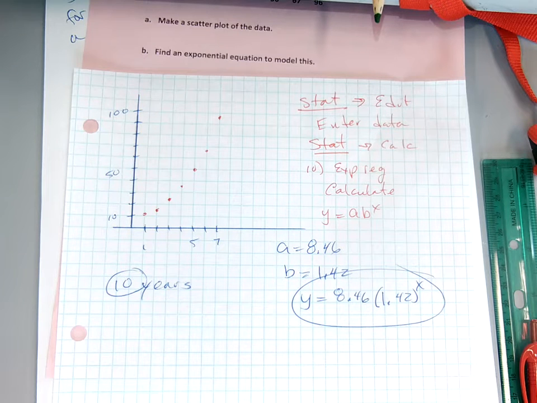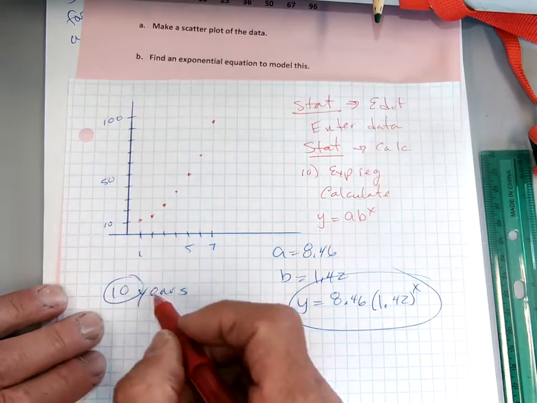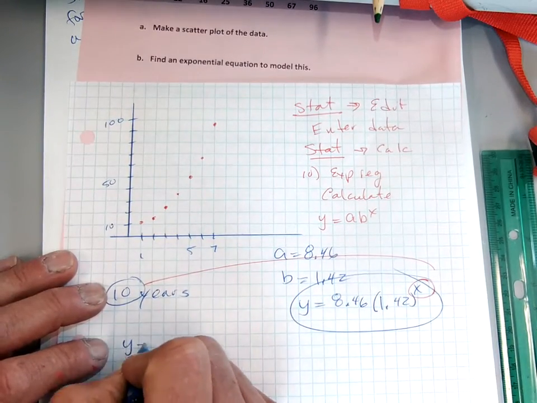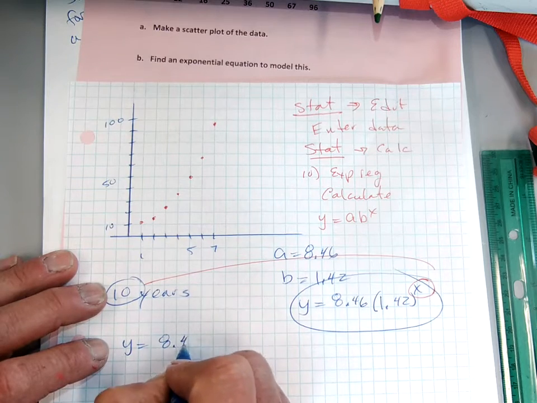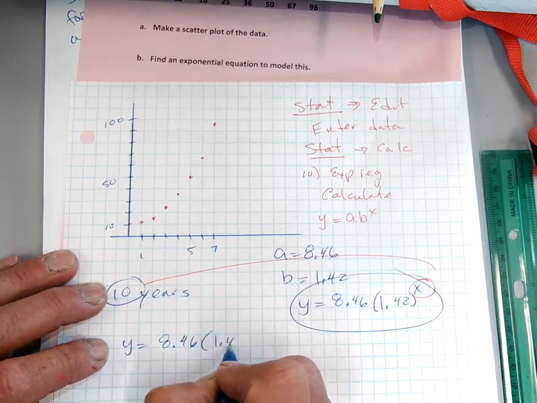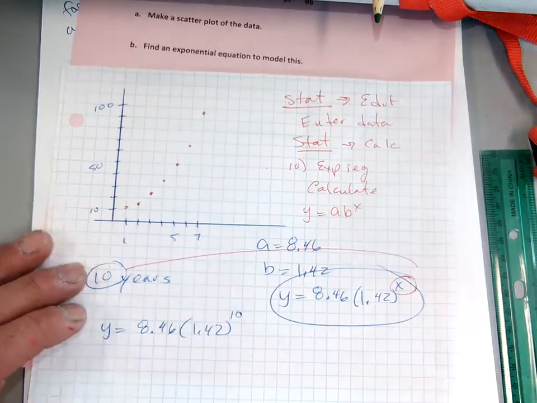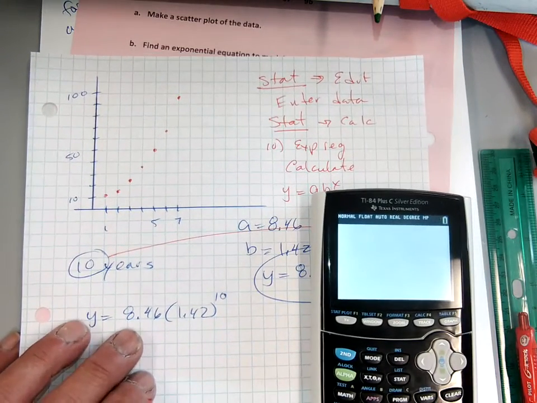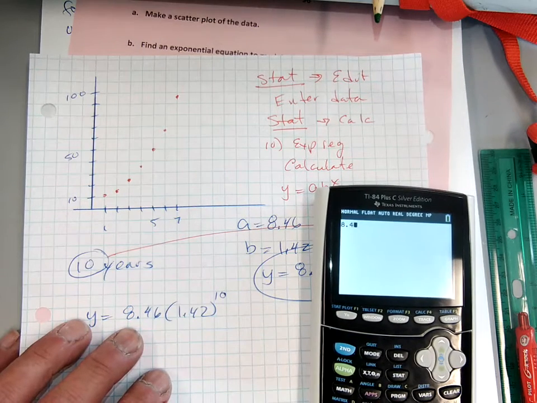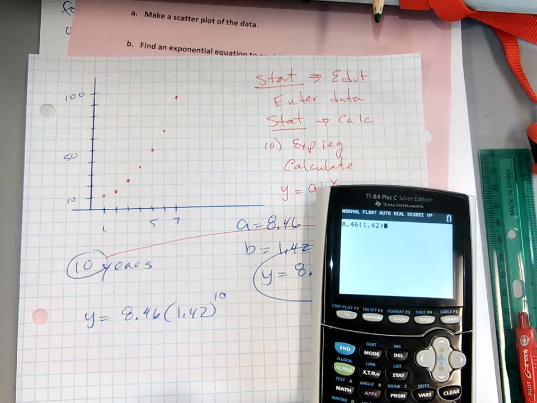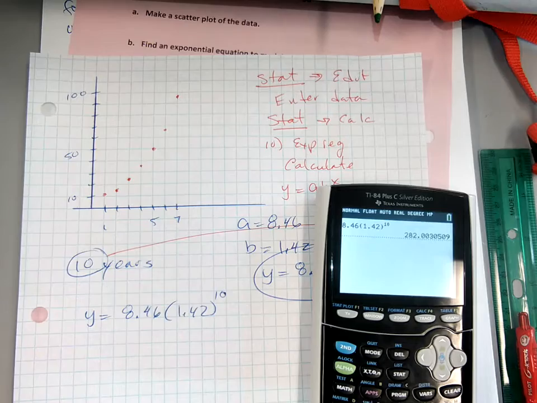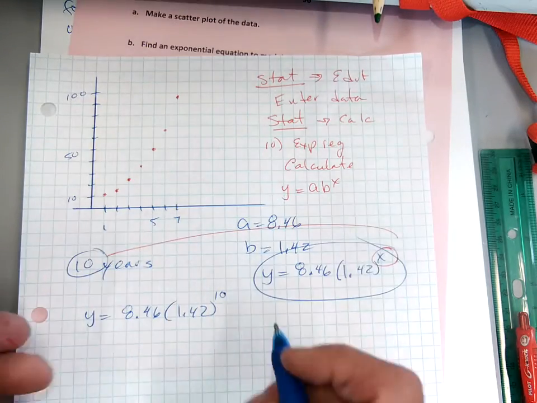So I made my equation, so now let's use it. For 10 years, I'm just going to put 10 in for x. So y equals 8.46 times 1.42 to the power of 10. I'm just going to let my calculator do that. And we're going to sell about 282 trampolines that year. We better hire some more people, huh?